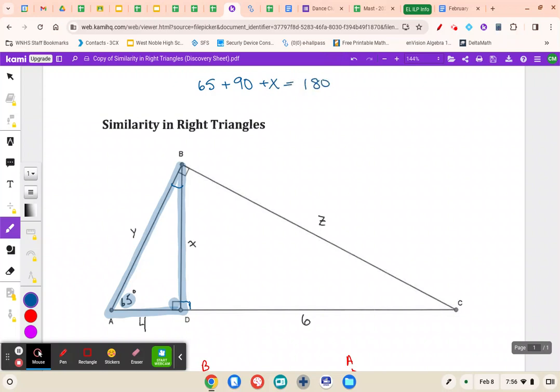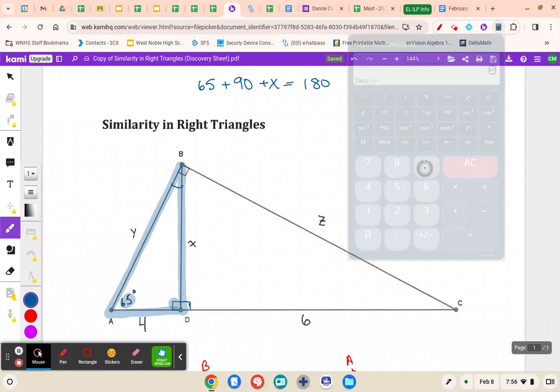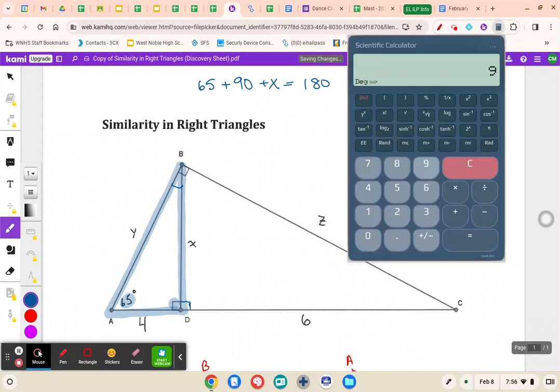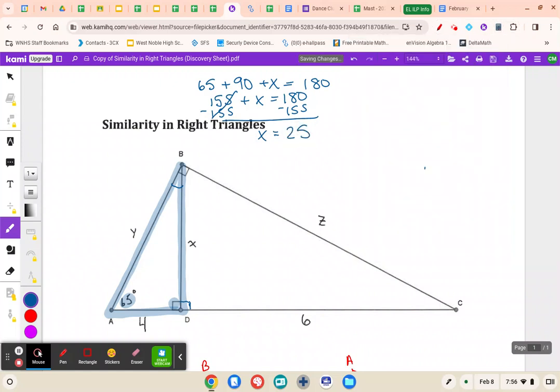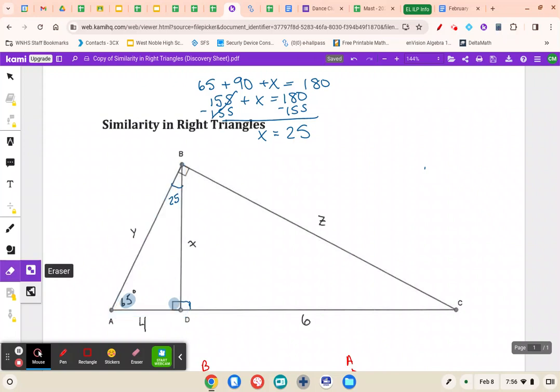You can take your calculator. You should get 155. And you subtract. I'm just going to subtract it like this and then know that it can't be negative, and I get 25 here. It's a little shortcut if you don't want to have to retype everything. So that angle, guys, is 25.